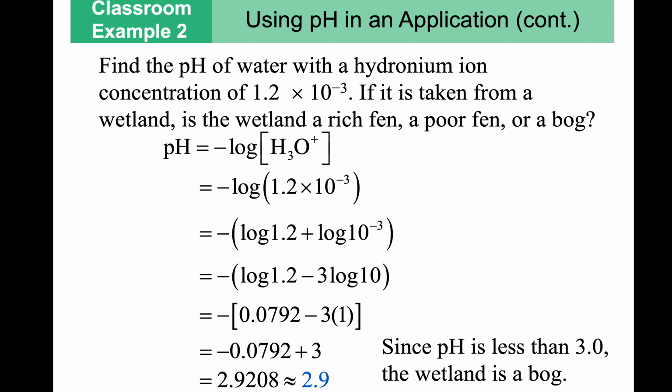So you don't need to use the properties to separate this if you're doing an application problem. You can just type this step right here directly into your calculator.